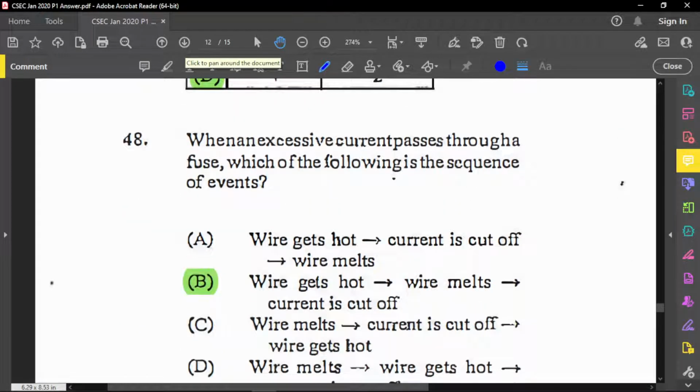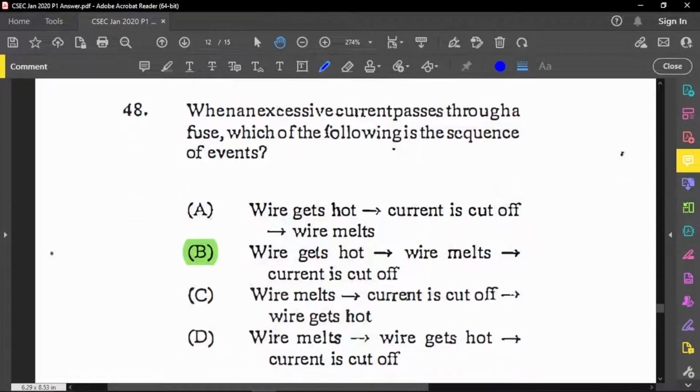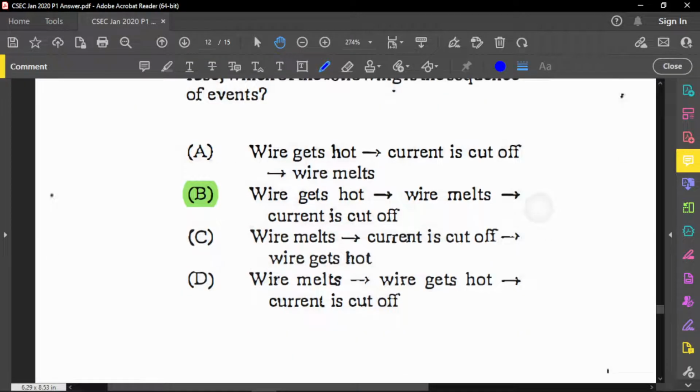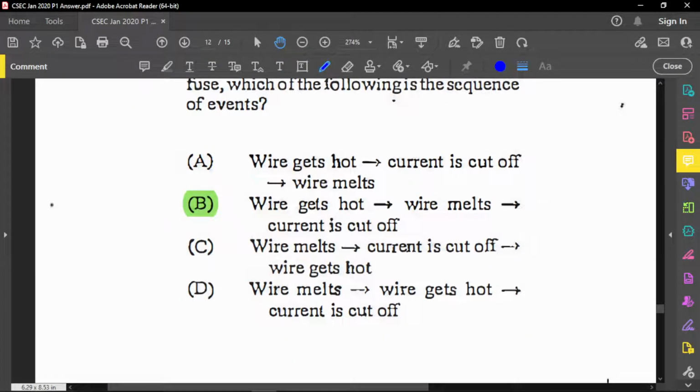Now, for question number 48, they said when an excessive current passes through a fuse, which of the following is the sequence of events? Once you have excess current flowing through any fuse, the first thing that happens is that the element of the fuse becomes hot. Once it becomes hot, it's going to melt. And once it melts, it will prevent current from flowing. So it breaks the circuit. So definitely B is correct.